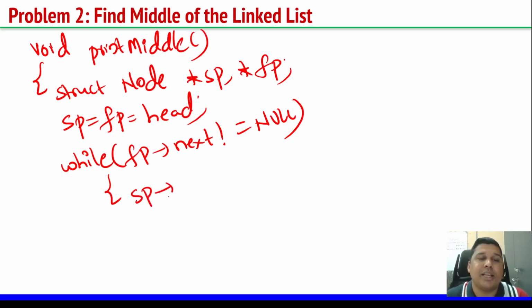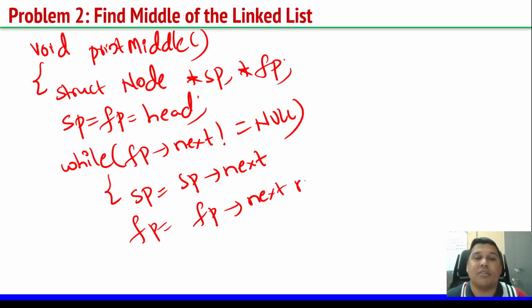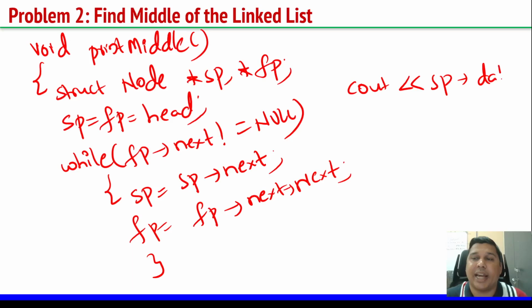So sp is equal to sp of next, and fp is equal to fp of next, like this. You just repeat this process. Whenever the fp next becomes null, it will stop the process. After this, simply write cout sp of data. This will print you the middle element.